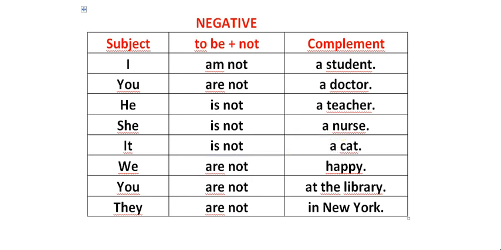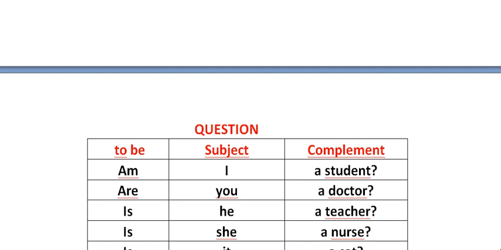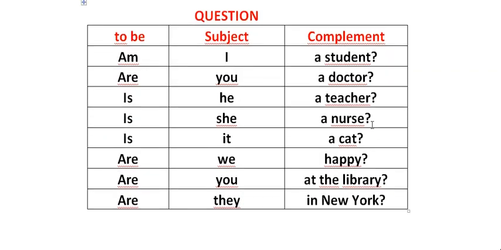So let's go to the question sentences. So when we make a question sentences, we move to be verb to the beginning of the sentence. So am, are, is, then am I a student? Are you a doctor? Is he a teacher? Is she a nurse? Are we happy? Are you at the library? Are they in New York?